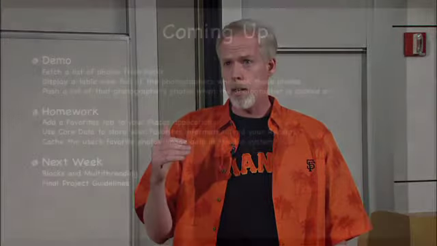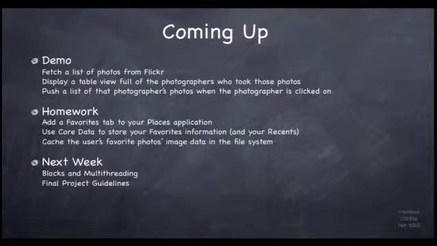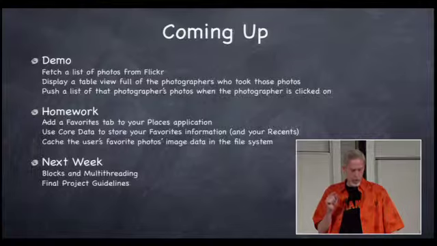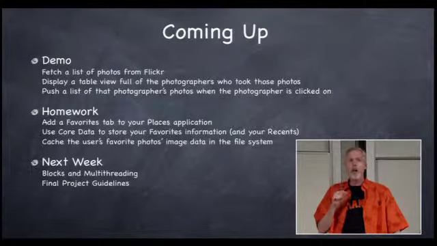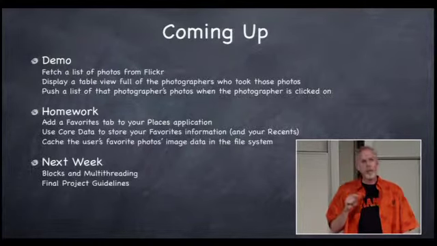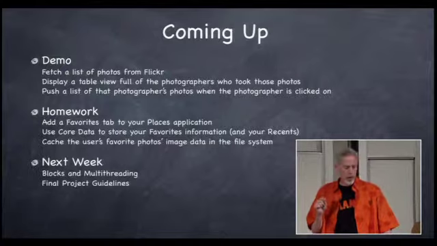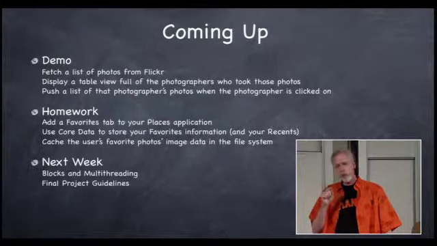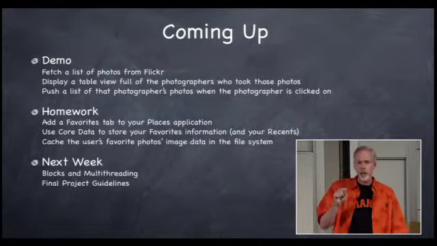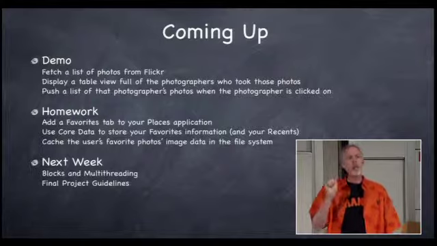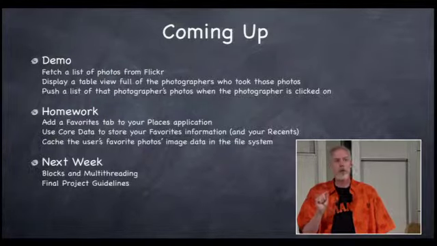So your homework then is going to be to add a favorites tab to your Places app. So it's going to be a third tab. All your favorites information is going to be stored in Core Data. Okay? So you're going to have to decide what kind of data model do I need to store all the information so that I can do the querying that I need to do. One thing about the favorites tab, to be clear, and I underlined and bolded this in the homework assignment, but don't miss this part. The favorites tab shows you a list of favorite places, not photos.